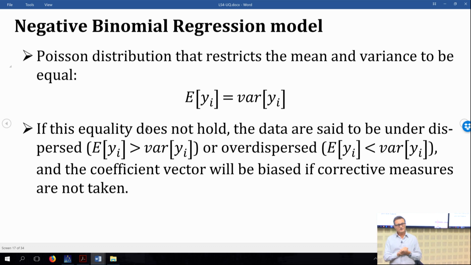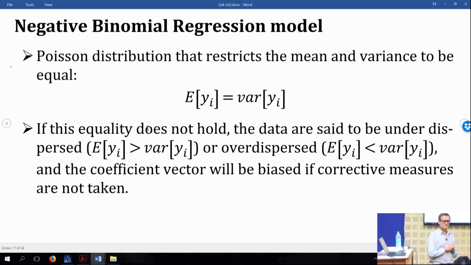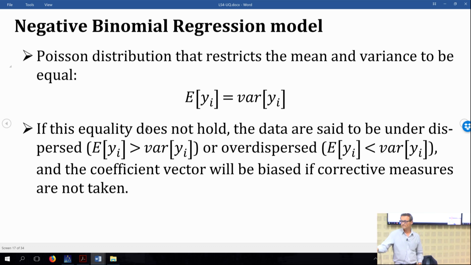So often, not always, but often the case arises in civil engineering kinds of applications, transport, is that the variance we observe is larger than the mean. And so when the equality doesn't hold, we say that they're over-dispersed. We have cases of under-dispersion, but very rare. So we say usually they're over-dispersed, and we need to fit a negative binomial.